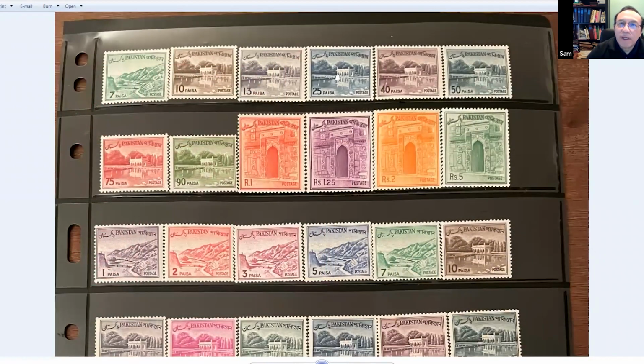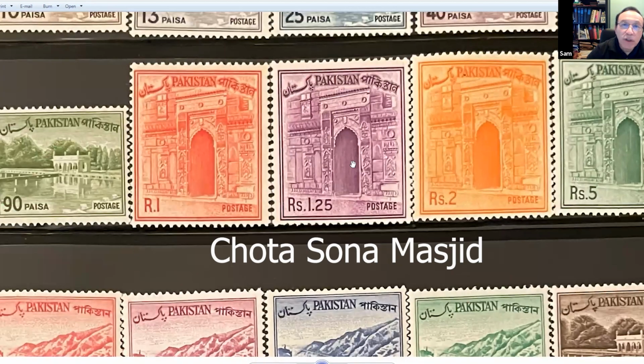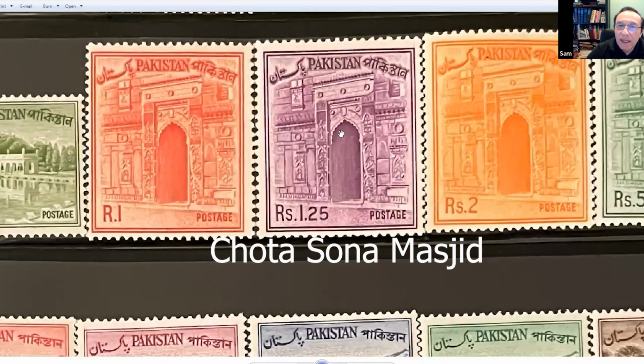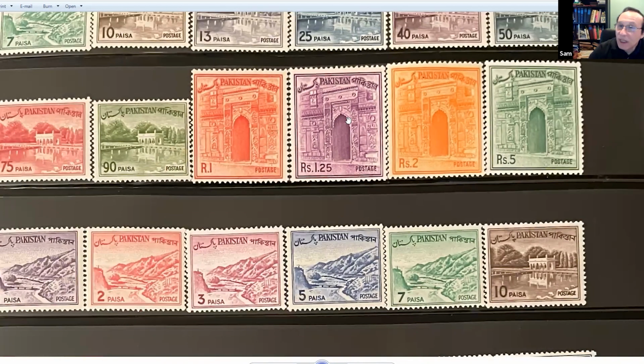Now this is some type of parking here. Now this stamp in here, this is Chota Sona. There's a mosque in Pakistan, a very nice one. This is like the entrance to the mosque. Now, the tricky thing here is if you go to Pakistan, you never will see it, because it's not in Pakistan anymore. It used to be in East Pakistan, right? So you have to go to Bangladesh now. But at this time, because that happened in 1971, it still was Pakistan.